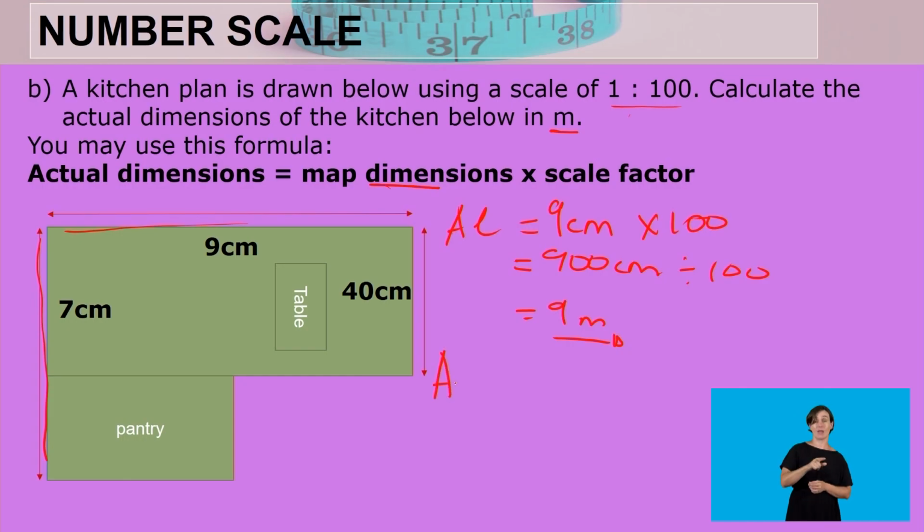Then we have to do the actual width now. Actual width, it's 7 centimeters. We multiply by the scale factor, which is 100. What is 7 times 100? It gives us 700 centimeters. We are converting it to meters, so we divide by 100. It gives us 7 meters.